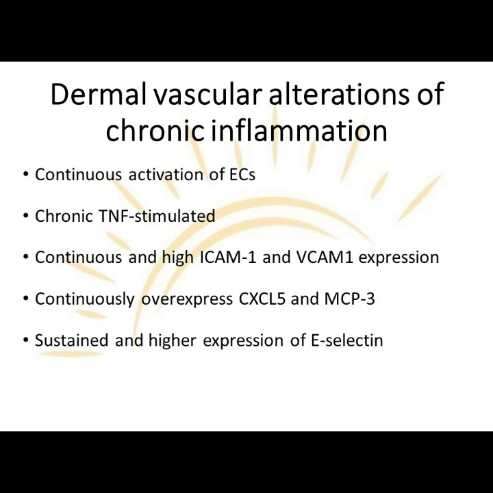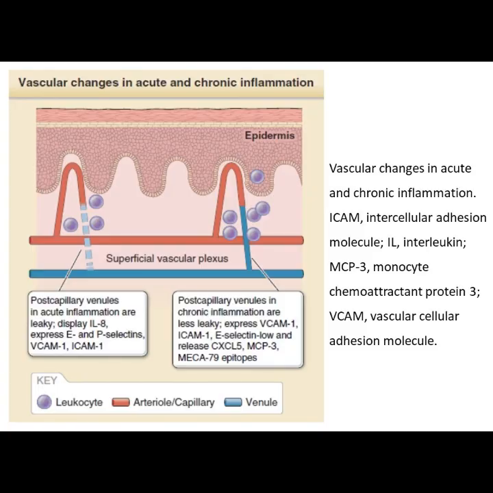ECs also overproduce chemokines such as CXCL5 and MCP3, which further recruit immune cells. Together, these changes create a state of chronic leukocyte recruitment and inflammation, damaging tissue homeostasis. This shows vascular changes in acute and chronic inflammation.